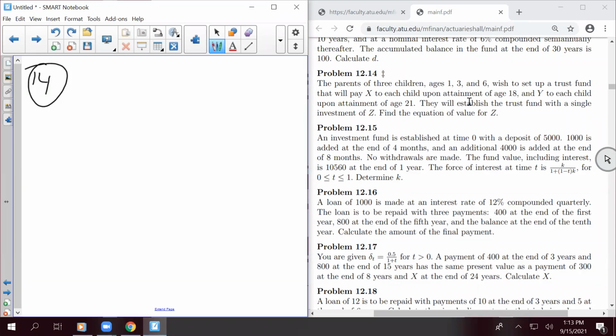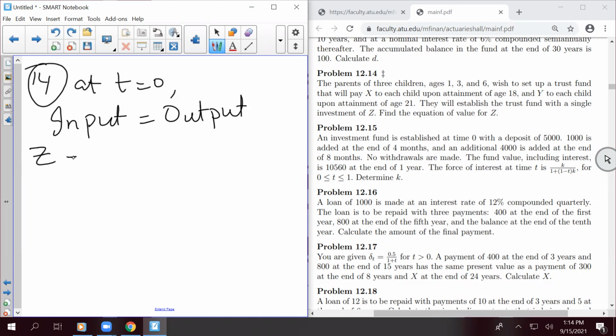Okay, so let's see. We will play the same game like we did in the previous one. We'll collect everything at time zero. So Z is the current value. So Z is the input. So at time zero, input is equal to output. So what's the input? Z. So what about the output?